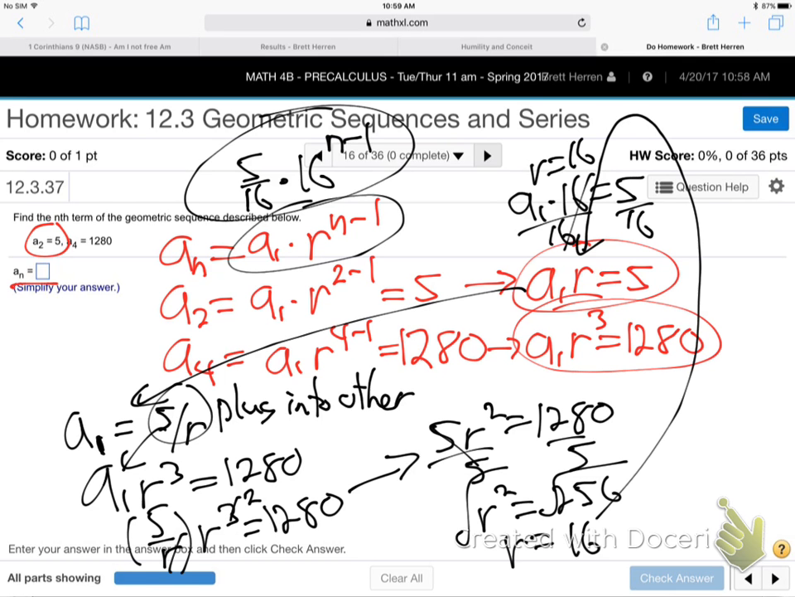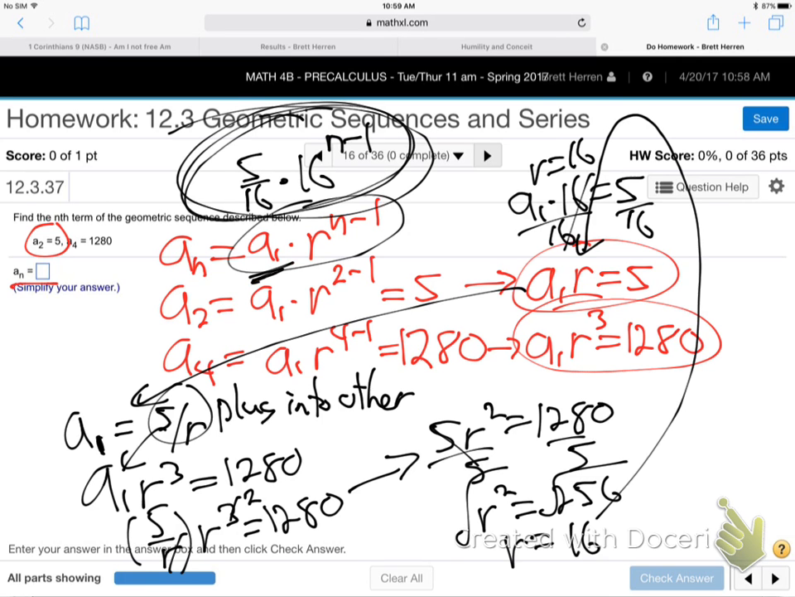I kind of traveled all over the place on that one, up and down and right and left. Does that make sense? Did you follow me? Questions I can answer? So I basically plugged in 2 and 4, and they were equal to 5 and 1280. Got these two equations with 2 letters, did substitution. Solve for a1 in the first, plug it into the second, cancel, r squared, root it, r is 16, plug the 16 back into the first equation, a1 times r is 5. Solve for a1. a1 is 5/16. There I have it. There's my answer right up here.